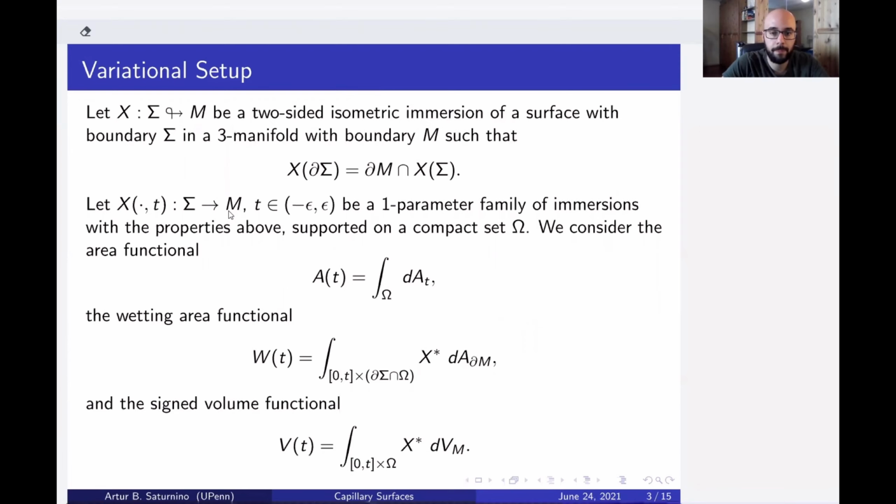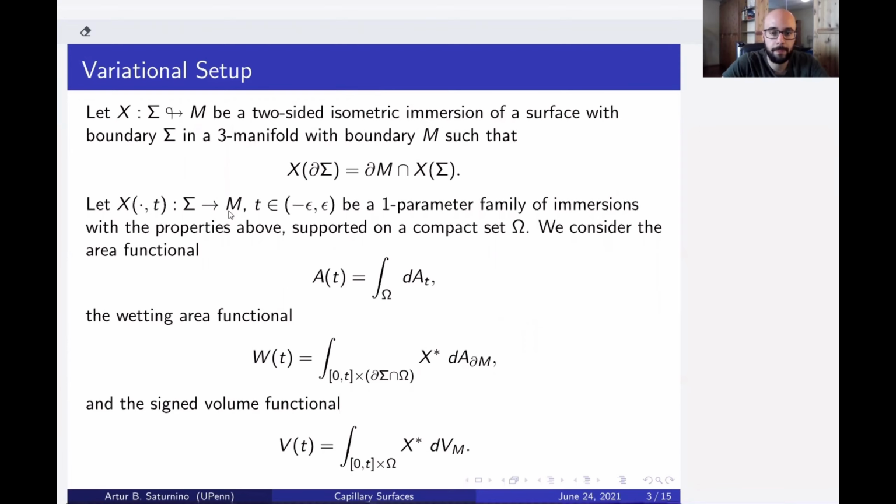So to do the second variation of energy, we're going to take sigma to be capillary. We're going to consider a volume preserving variation x, with variational vector field y. And now we're going to write u for the product between the variational vector field and the normal. Then it turns out that the second derivative of energy at time 0 really only depends on u, and is given by this formula here on the right.